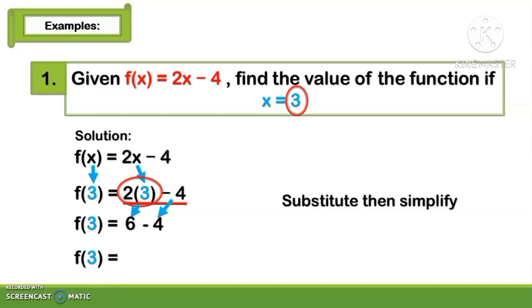Tulad ng sabi ko, kokopyahin lang natin yung f of 3 hanggang dulo ng ating solution. And then 6 minus 4 will give us 2. And that is our final solution. F of 3 is equal to 2.